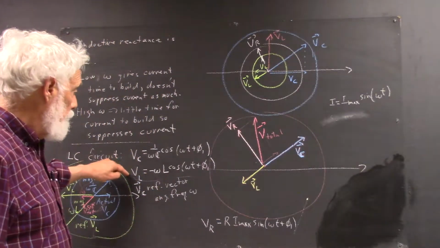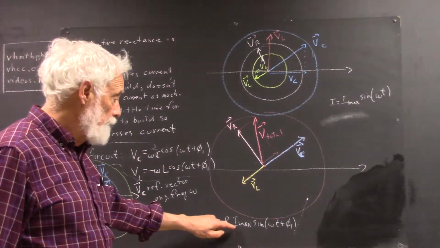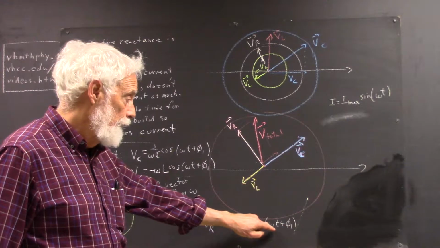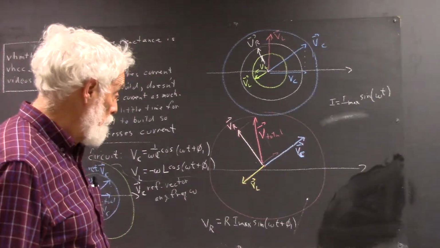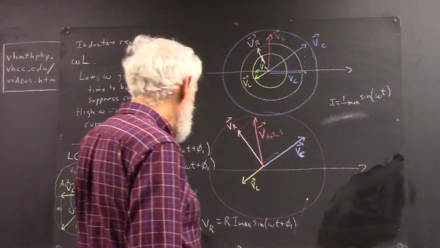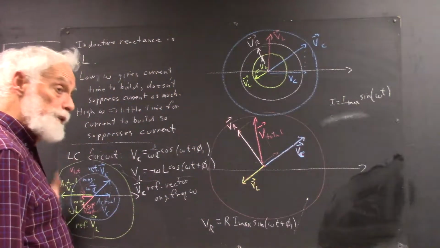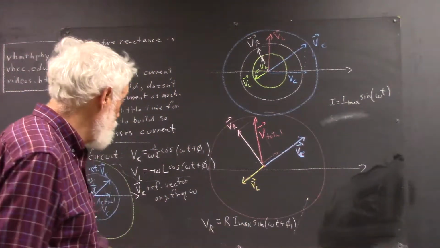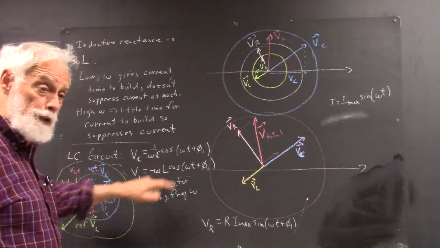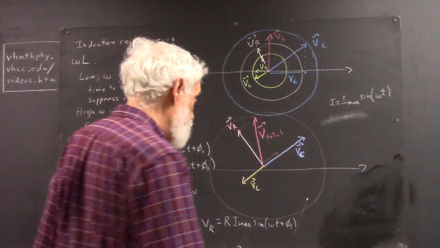We've got our VC and our VL, and remember our VR was R times I max times the sine of omega t plus phi 1. So let's think about how VR would go into this diagram. Where is the sine function going to go compared to the cosine and the negative of the cosine function?